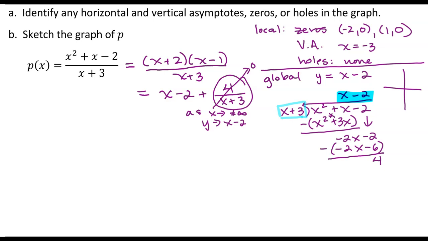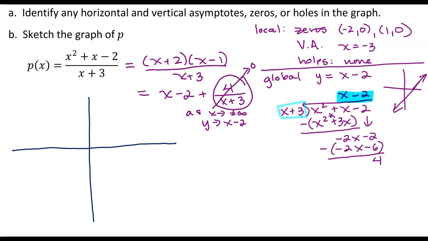We've been seeing horizontal asymptotes. Y equals x minus 2 looks like this, has a slope of 1. So our graph is going to start getting really, really close to that straight line. So let's try and put this all together and graph.